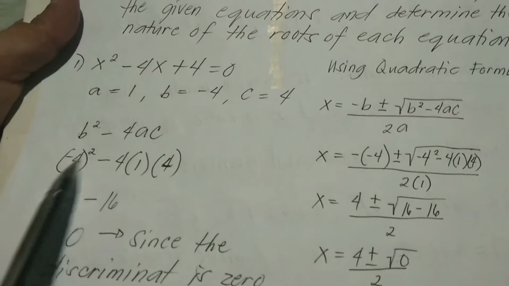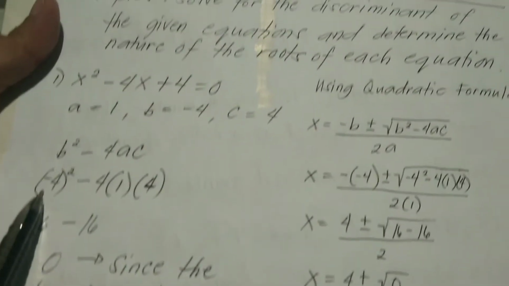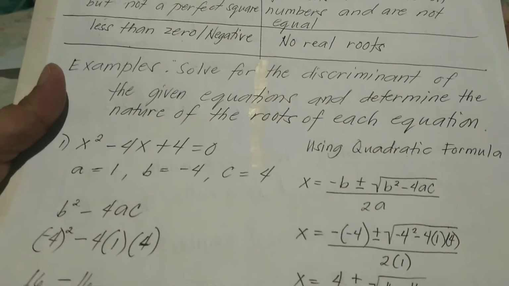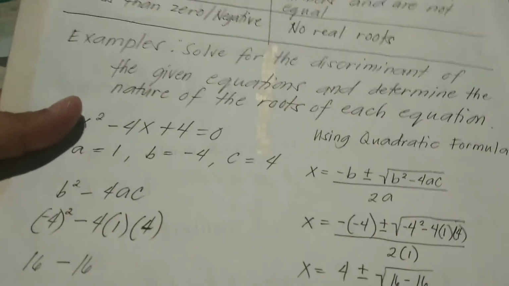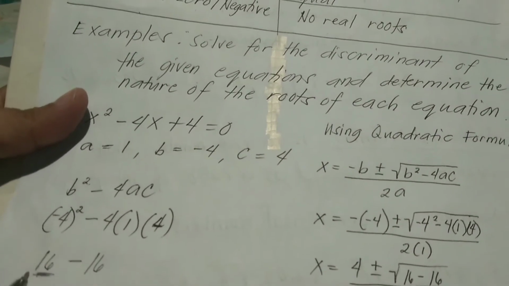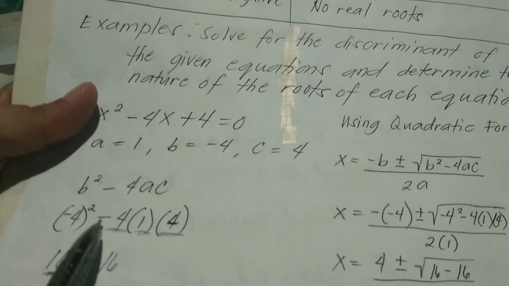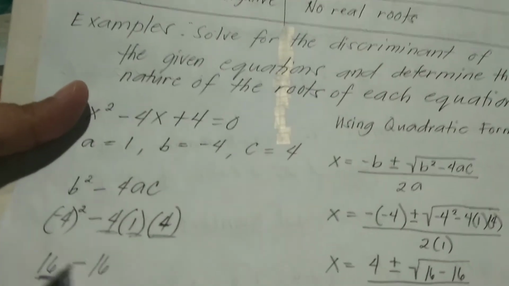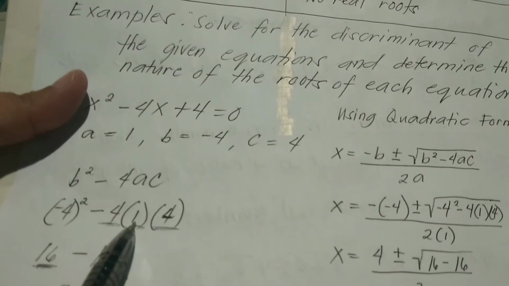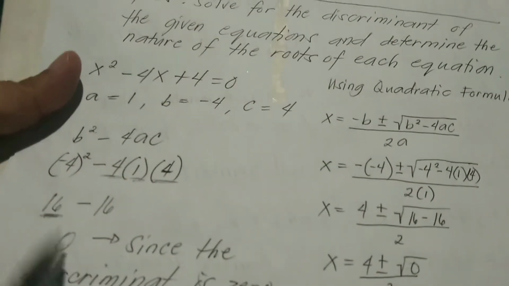Negative 4 squared, ibig sabihin yan, i-multiply natin yung negative 4 sa sarili niya. Negative 4 times negative 4 is positive 16. Again, pag nag-multiply tayo ng same sign, the answer is positive. Tapos, i-multiply natin tong tatlong magkakatabi. Negative or minus 4 times 1 is 4, times 4 is 16. Then 16 minus 16 is 0. So the value of the discriminant is 0.